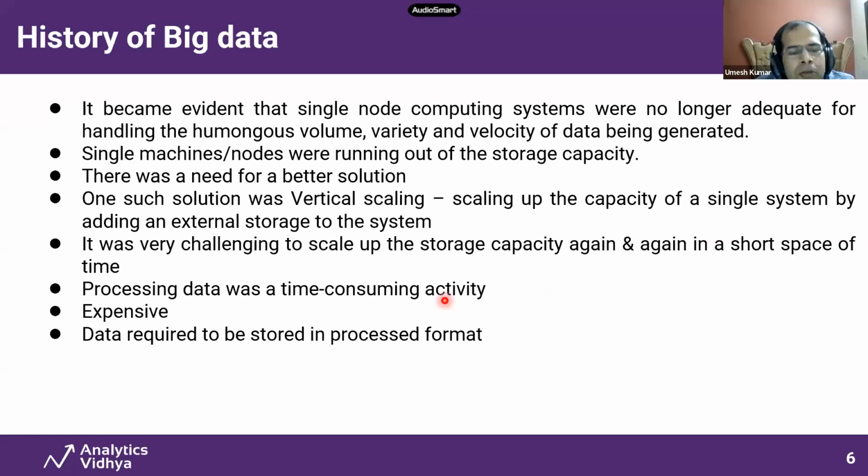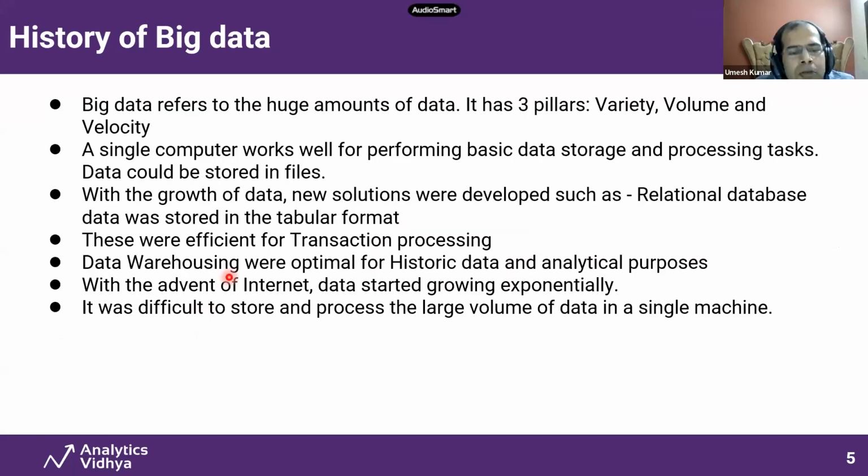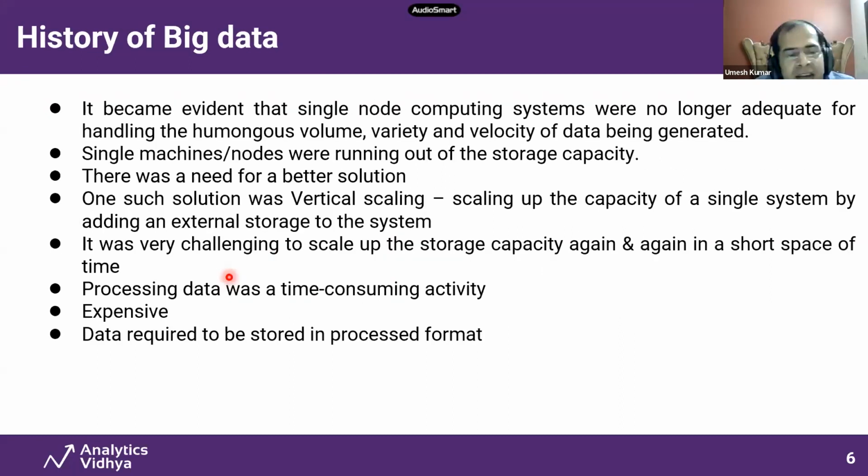And data required to be stored in a processed format, like in the previous screen, as we were discussing data warehousing. Storing the data in a data warehouse was also a very tedious task, because it required data to be stored only in the processed format, not in the raw format. Second, the data required to be stored in the form of fact and dimension tables. Not everyone was trained to do that, so it was becoming very difficult to cope with.